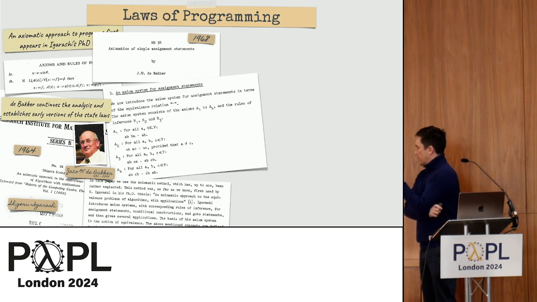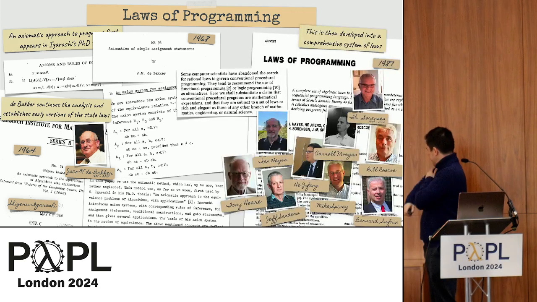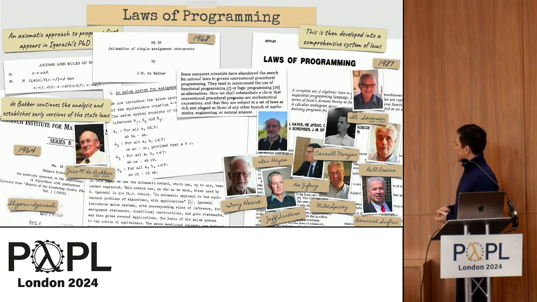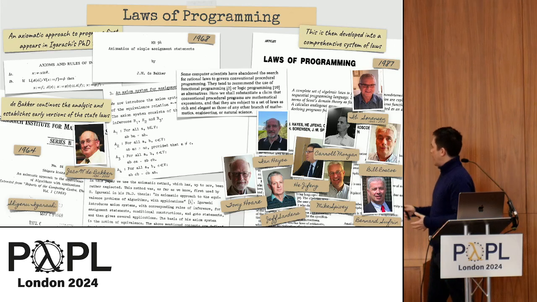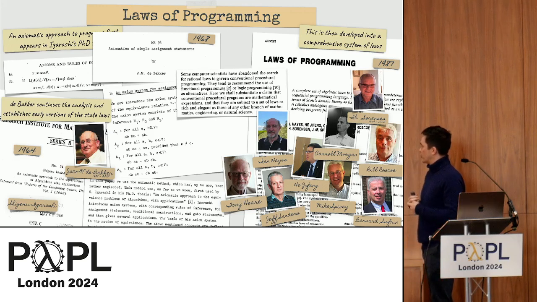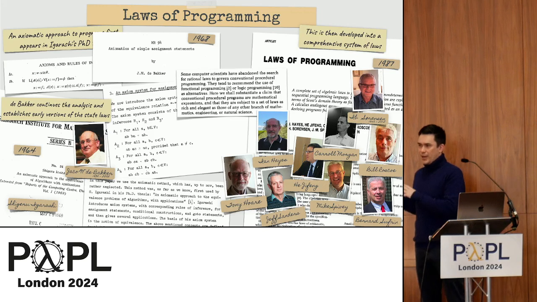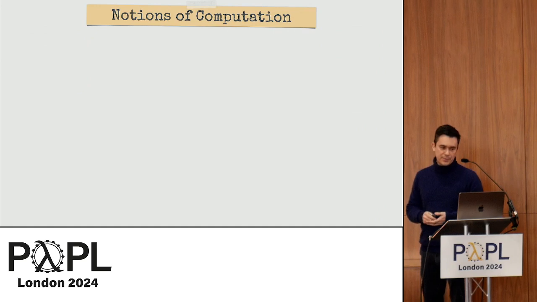That was picked up by De Bakker, who talks about how assignment should work, very much in the way of the put-get laws that we described in 66. And then there's this big paper in 87 which describes the laws of programming. And I find this note that they have here. They say, some computer scientists have abandoned the search of rational laws to govern conventional procedural programming, and they tend to recommend the use of functional programming or logic programming as alternatives. But here, we substantiate the claim that conventional procedural programs are mathematical expressions subject to laws. So this is where they kind of try to pin down a way of being reasonable with imperative programs.